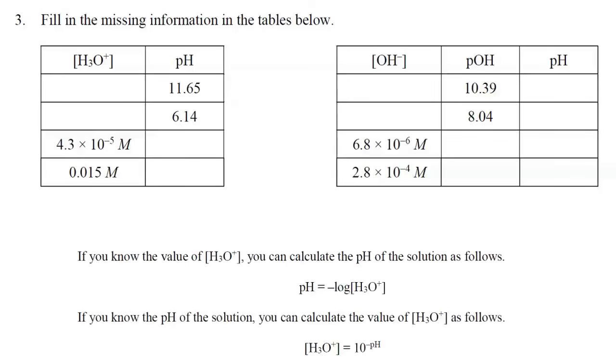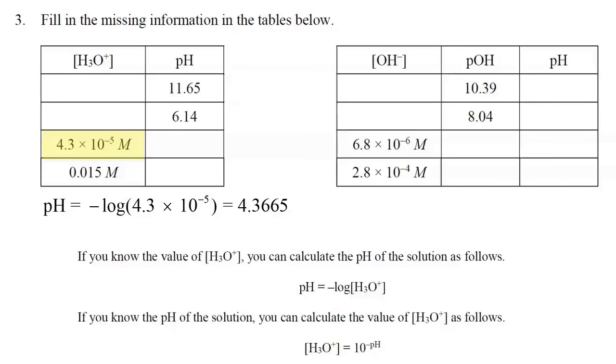Remember that if you know the value of the concentration of the hydronium ion, then you can calculate the pH of the solution by taking the negative log of that concentration. So I'll start with 4.3 times 10 to the negative 5 moles per liter. That's the concentration of the hydronium ion. The negative log of that number is equal to 4.3665.